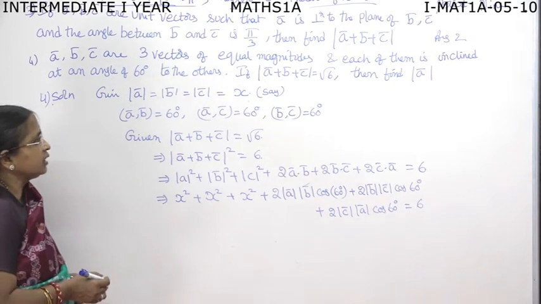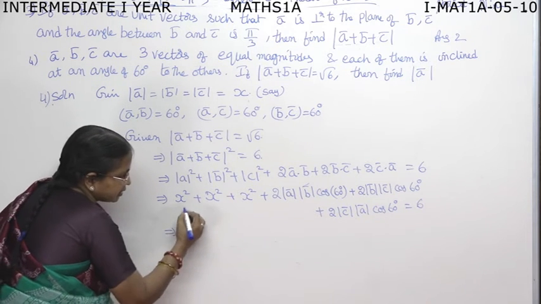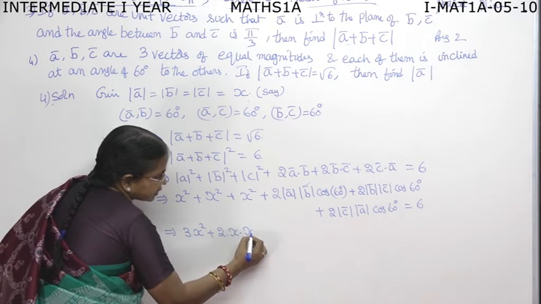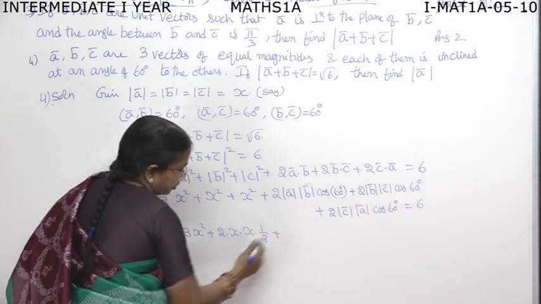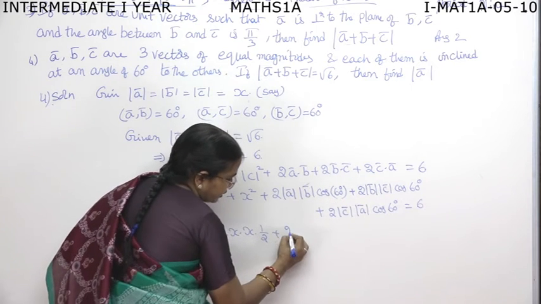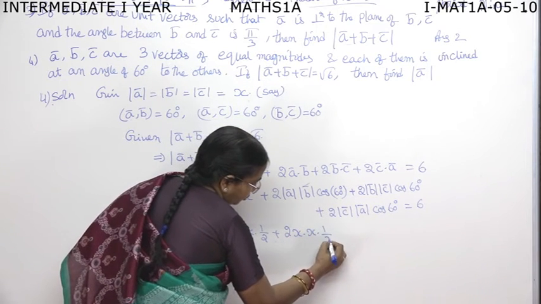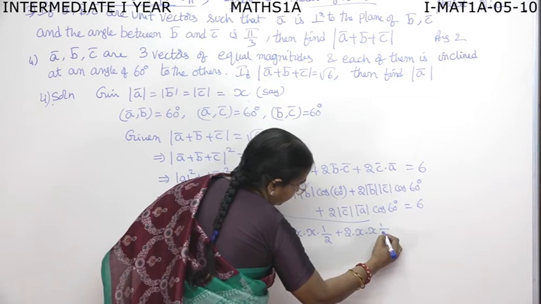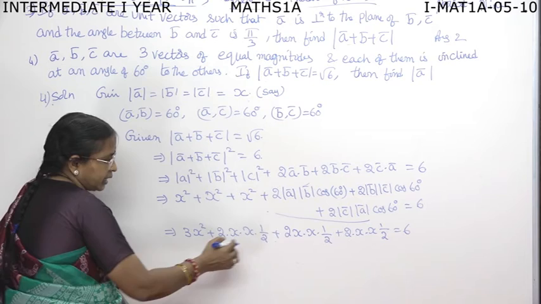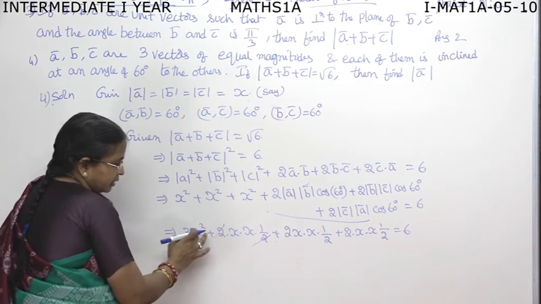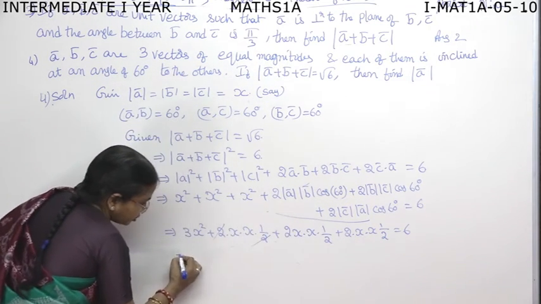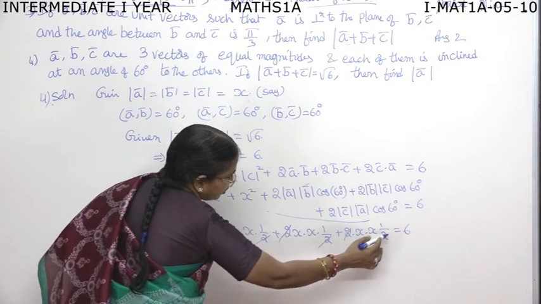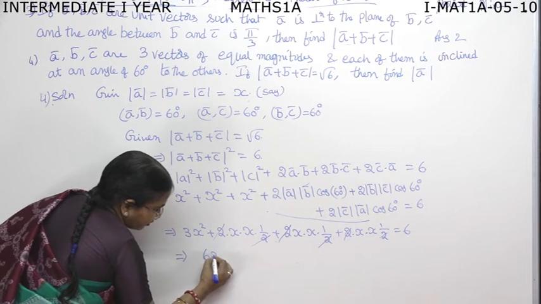Now what is cos 60? Sin 30, that is half. So that means this is 3x square plus 2 into x into 1 by 2. Like this 3 times you should write, because this is also x, this is also x. So 2x into 1 by 2 plus again 2 into x into 1 by 2 is equal to 6. So 2 gets cancelled, 2 and 2 here also. So this is another x square. So you will get 3x square plus x square, 2 and 2 gets cancelled. So you will get 6x square is equal to 6.